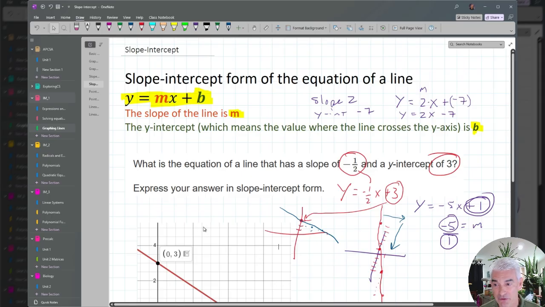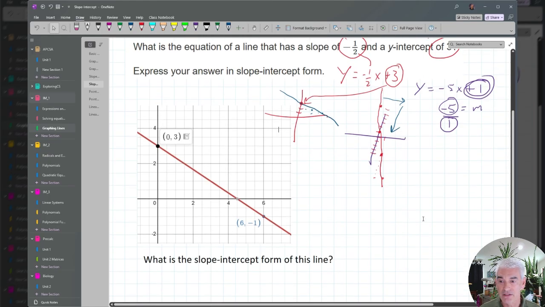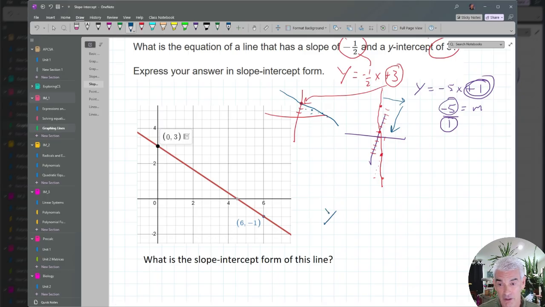I got a little bit different of a problem here. It says, what is the slope-intercept form of this line? Well, let me start off with our y equals, our formula here, our starting point, our template, mx plus b. So I don't know the slope, but I know the y-intercept. The y-intercept, where it crosses, is at 3. So I know b is 3. I can put 3 in its place.